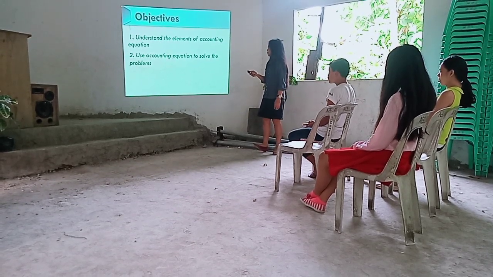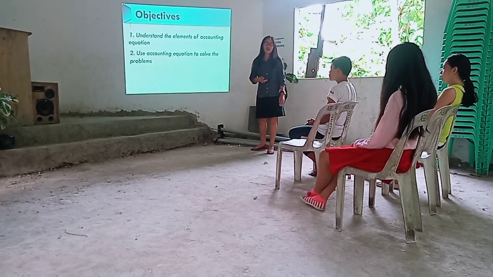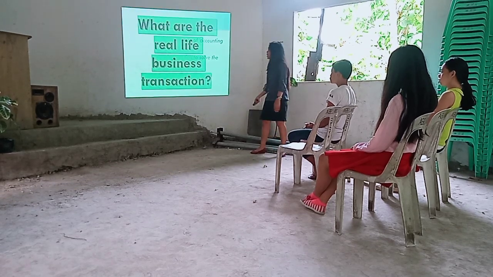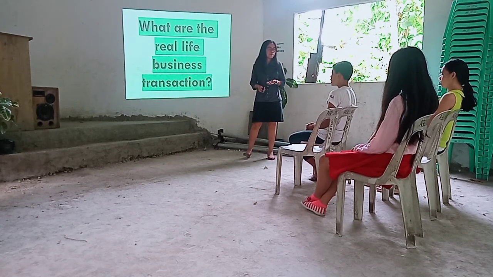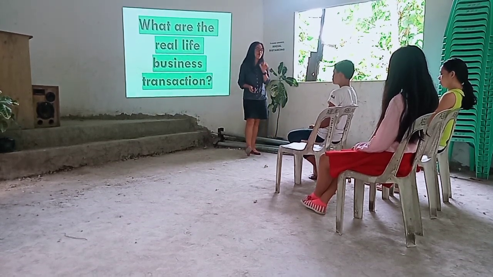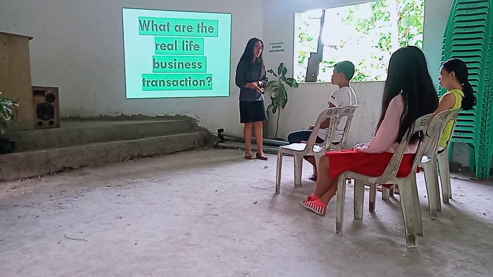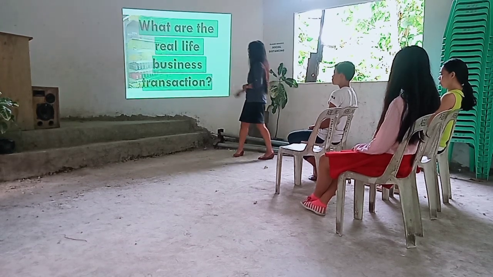Understand the elements of the accounting equation. Use the accounting equation to solve problems. Very good. That would be our objectives. So what are real life business transactions? Can you give me an example? When you buy something in a supermarket. Okay, very good. So those are real life business transactions. Every day, we are already dealing with business transactions.